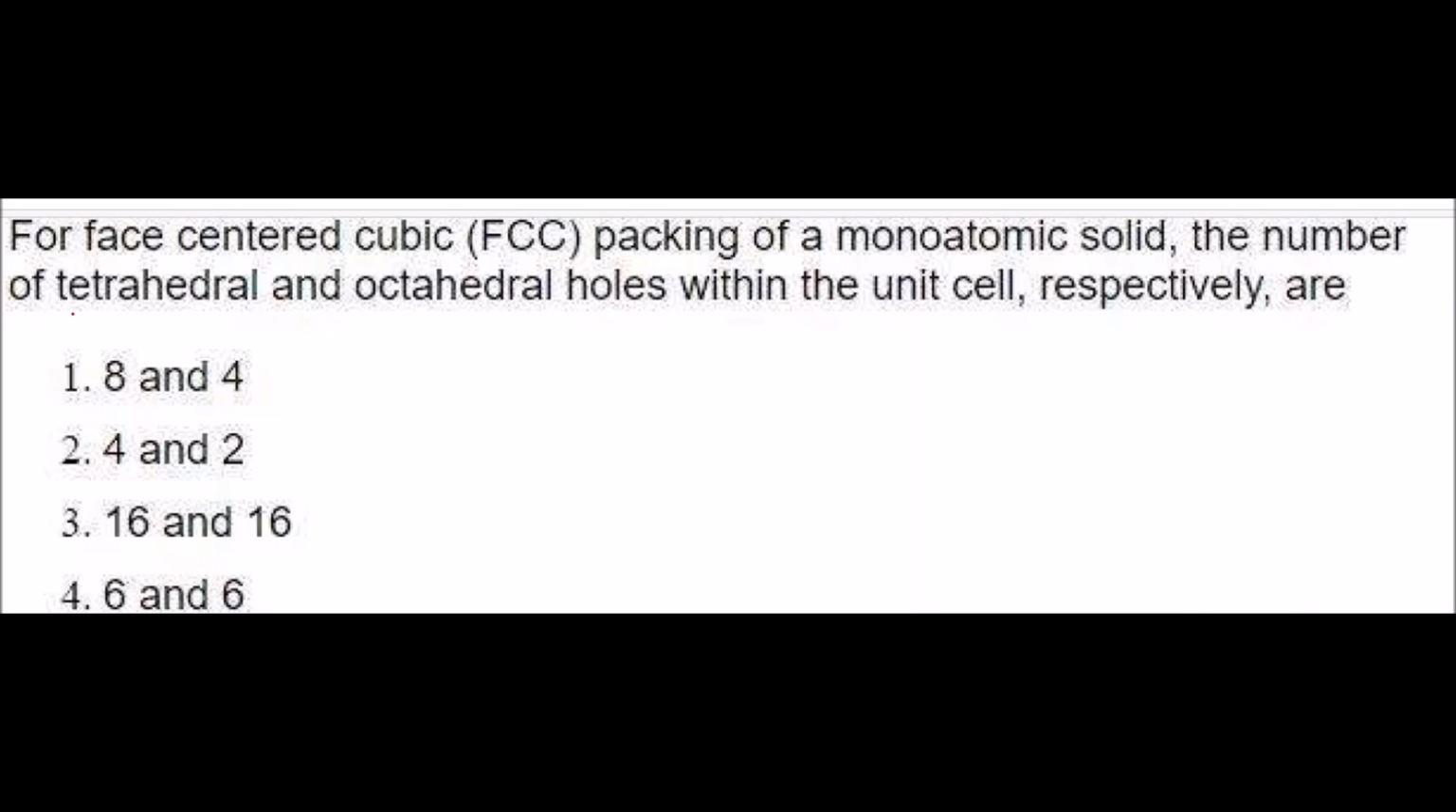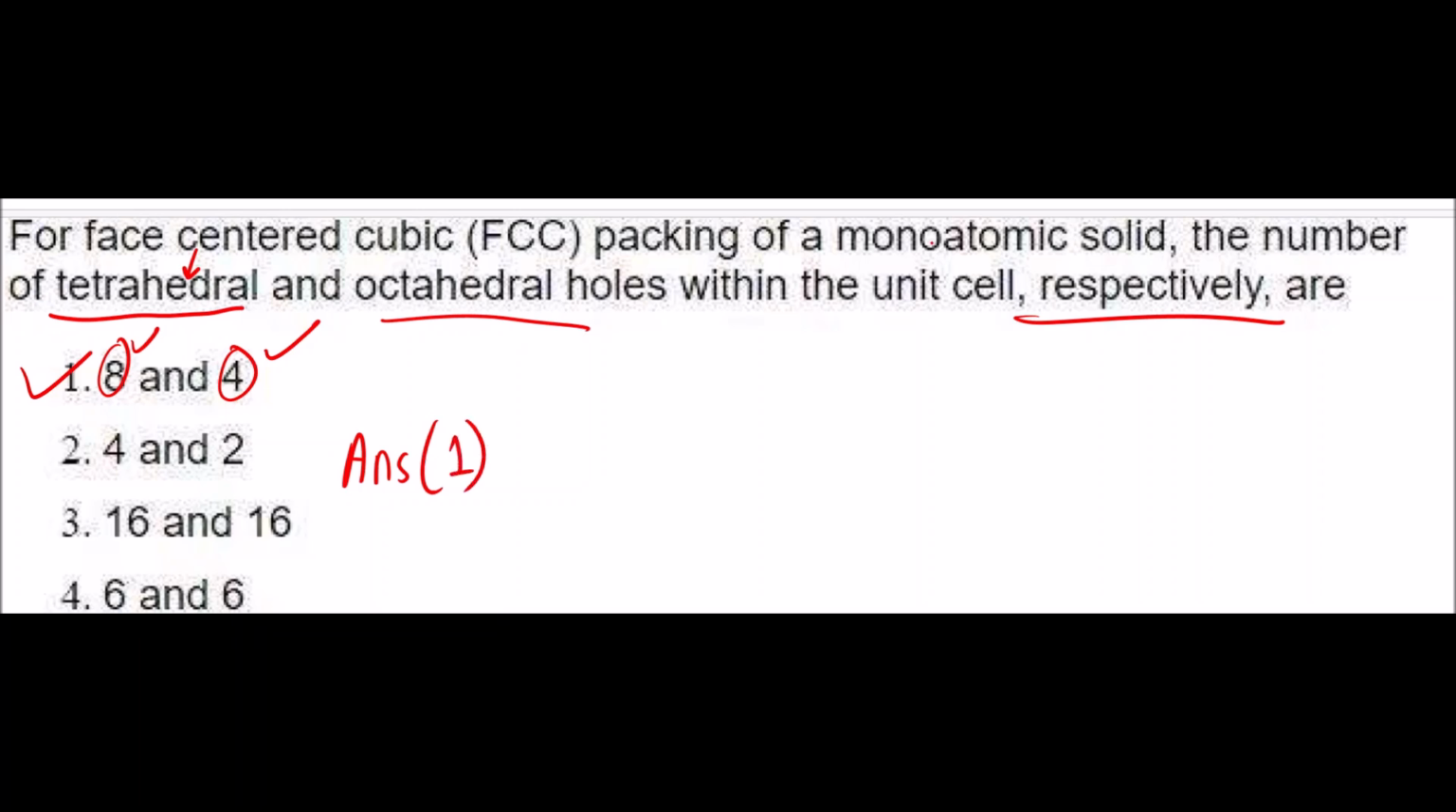Very important, read the question carefully. First, what have they asked? Tetrahedral and octahedral voids respectively. So tetrahedral, how many are present? 8. And octahedral, 4. So the correct answer is option 1. You have to be very careful when you read the question. Suppose they ask octahedral and tetrahedral holes respectively. Although you might have done it correctly, 8 and 4, there might be another option, 4 and 8, and if you mark that by mistake, it will be incorrect. So always read the question very carefully. Respectively means in order: tetrahedral first, and then octahedral. The tetrahedral is 8, octahedral is 4.